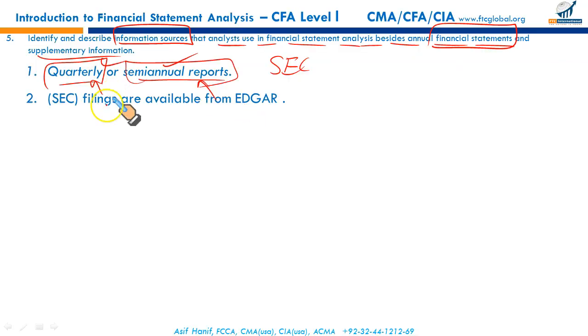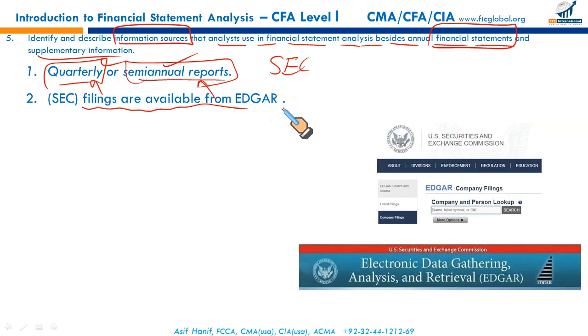Then SEC filings are available at EDGAR. This is the system in the US, Electronic Data Gathering, Analysis and Retrieval System. Those companies that are listed in the US, registered, they are required to file certain documents. Those who are from Pakistan and they're working in accounting departments, I'm sure you know that we are required to file certain forms, certain documents with the SEC, like Form 32, Form 28, Form 27, Form A.